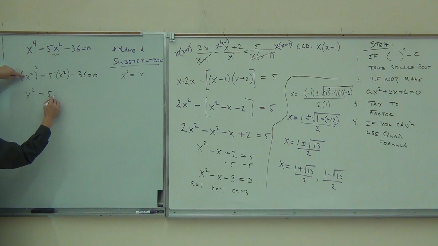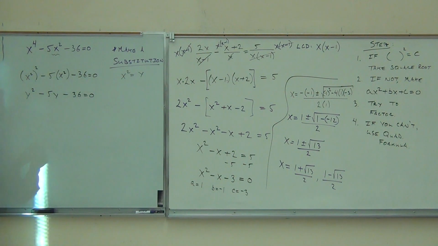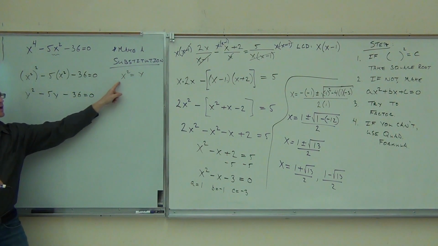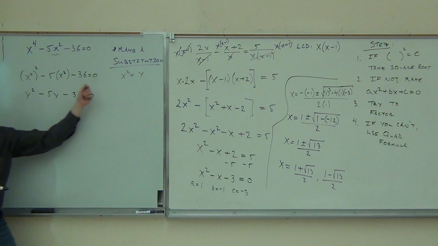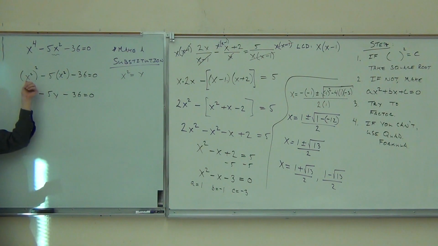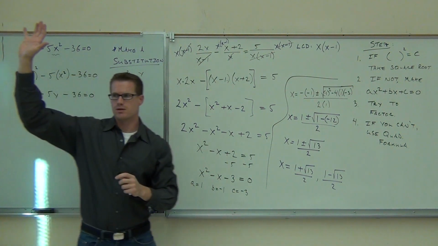Minus 5 times what? Y squared. Minus 36. Check it out. Instead of x squared, I'm going to write y. So instead of x squared squared, I'm going to write y squared. Raise your hand if you can follow that. Feel okay with it. All right.